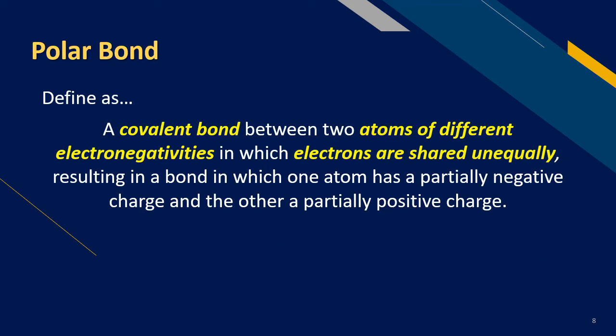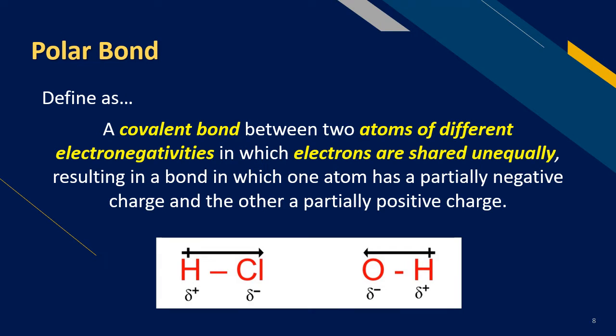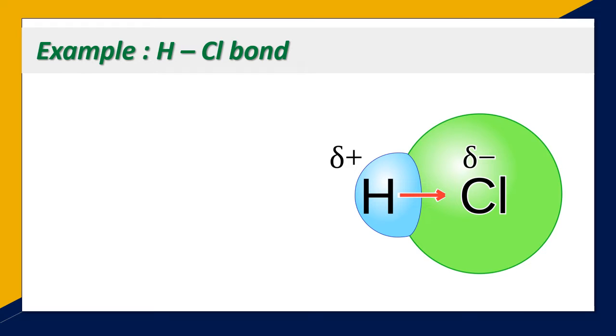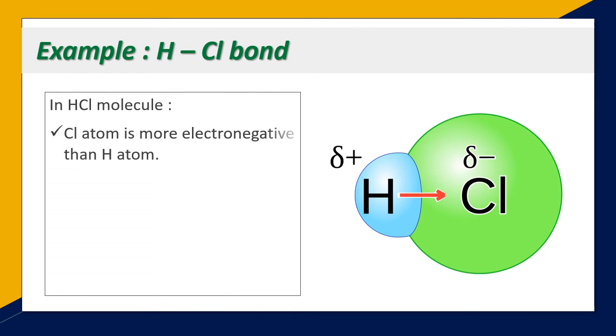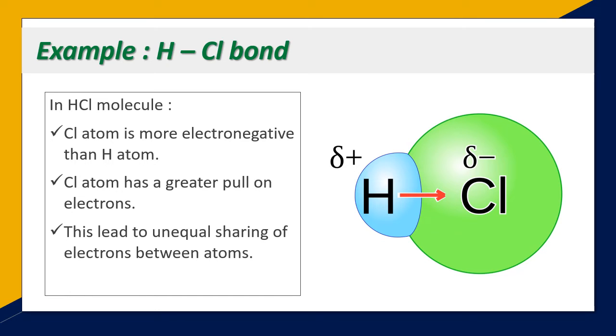A polar bond can be defined as a covalent bond between two atoms of different electronegativities in which electrons are shared unequally, resulting in a bond in which one atom has a partially negative charge and the other partially positive charge. In the hydrogen chloride molecule, the chlorine atom is more electronegative than the hydrogen atom. Thus, the chlorine atom has a greater pull on electrons. This will lead to the unequal sharing of electrons between the atoms. Therefore, the HCl bond is a polar bond.